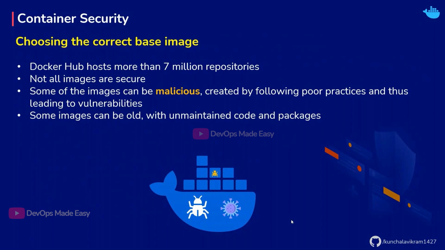Okay, so how to choose the correct base image? In Docker Hub, we all know that there are more than 7 million repositories. There are a lot of images, and not all images are secure. Some of them can be malicious, created by following poor practices while creating the Docker images. This could lead to images with vulnerabilities. And some images can be very old. What developers will do is they'll create an image but they won't maintain it, right?